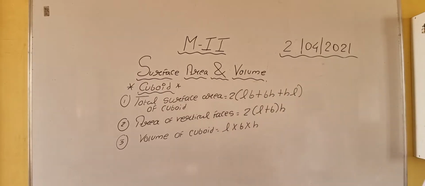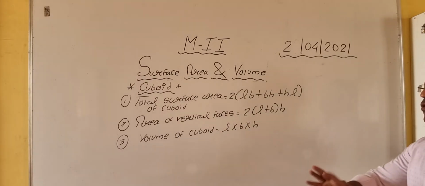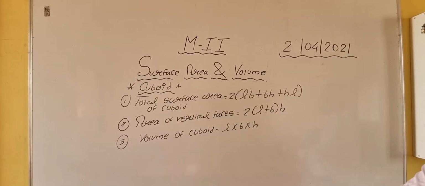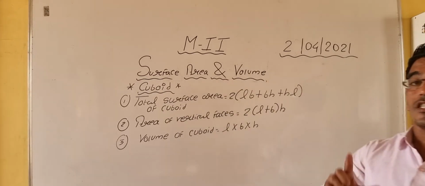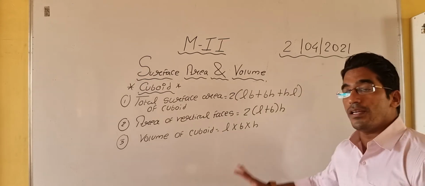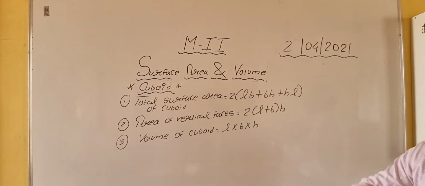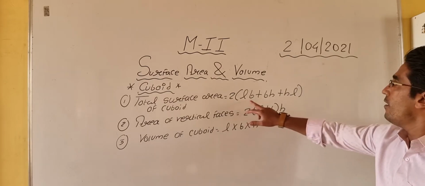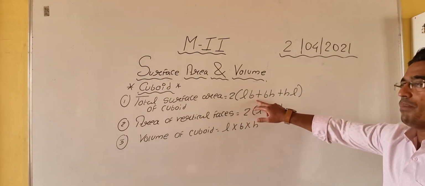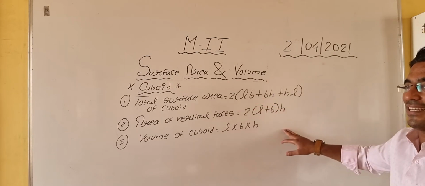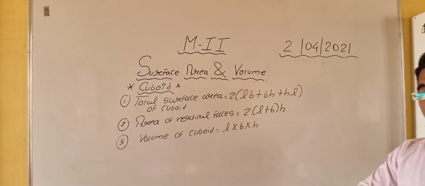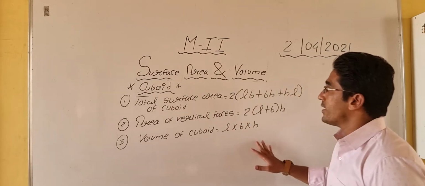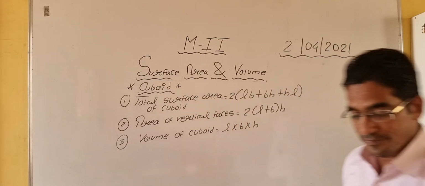So now if we want to distinguish between cube and cuboid, both have 6 faces. The only difference is that in a cube each face is a square, whereas in a cuboid each face is a rectangle. In other words, in a cuboid we have L, that is length, B, that is breadth, and H, that is height, whereas in a cube length, breadth and height are all equal. Now let's see the sums based on cuboid.